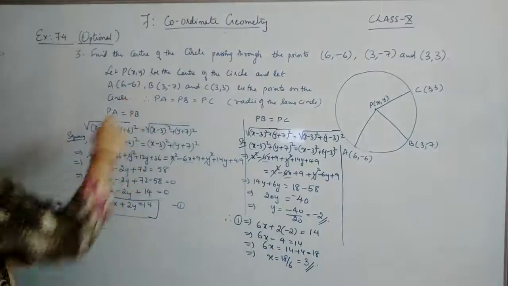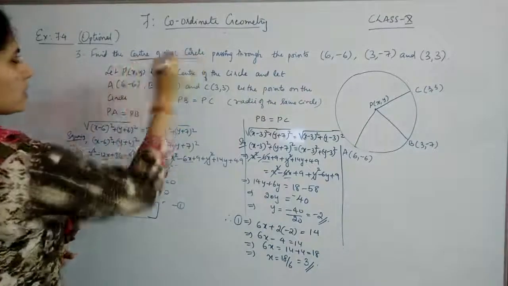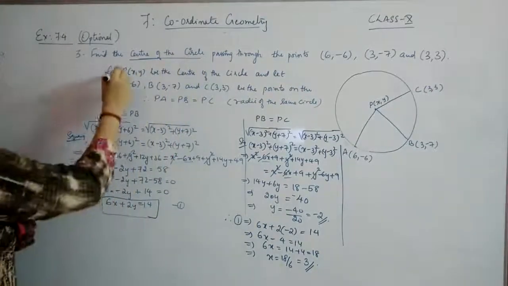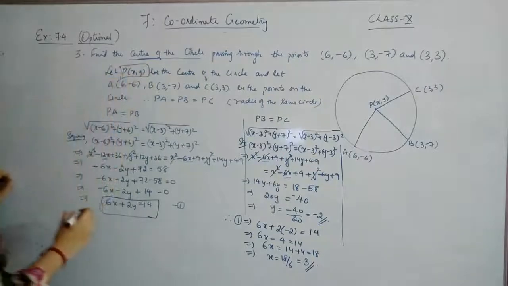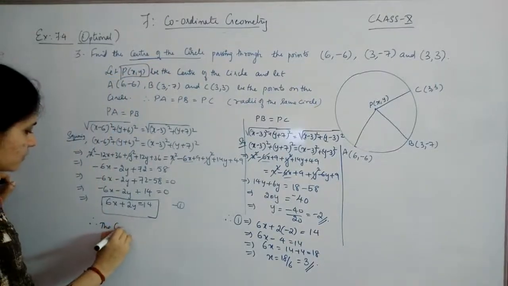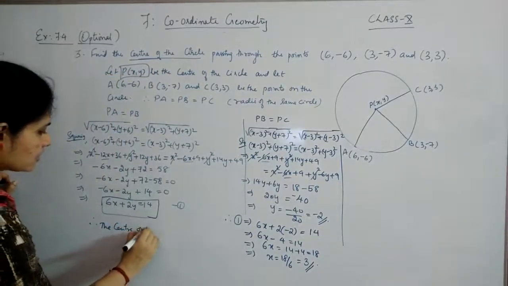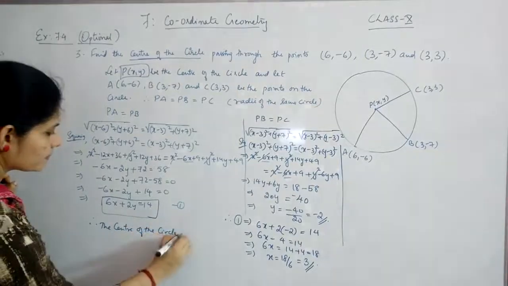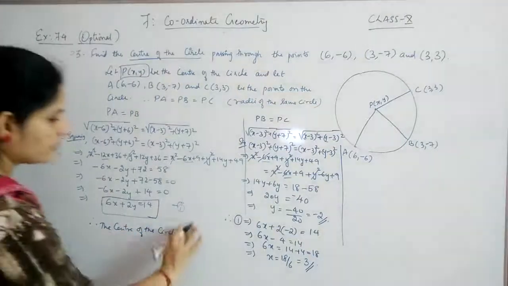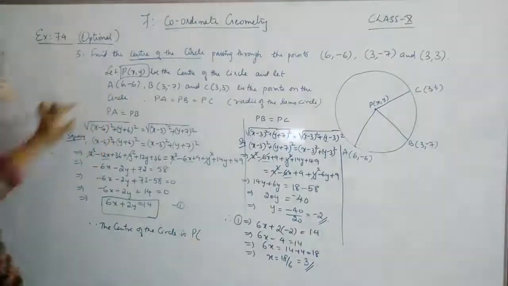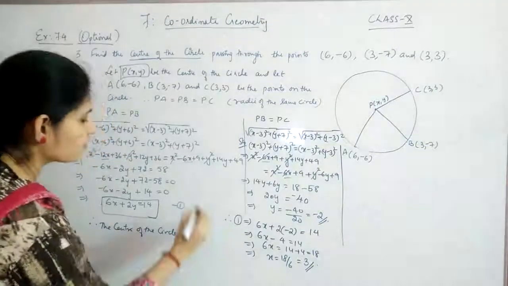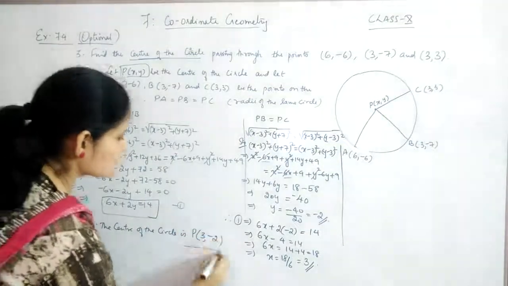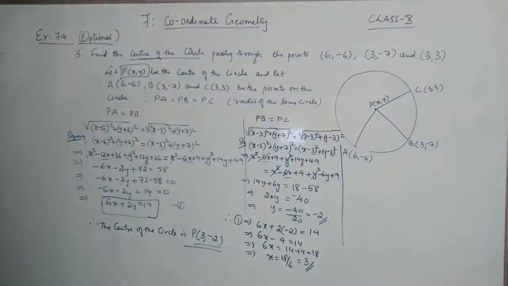So the question was, you have to find out the center of the circle, and we have taken the center as P of x comma y. Therefore, the center of the circle is P of, instead of x you have got 3, instead of y it is minus 2. So the center is 3 comma minus 2.